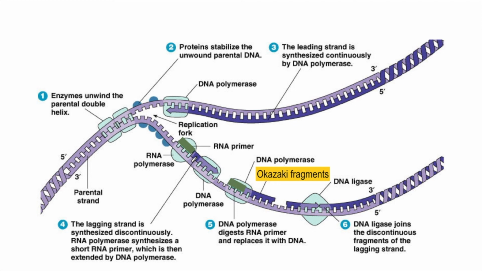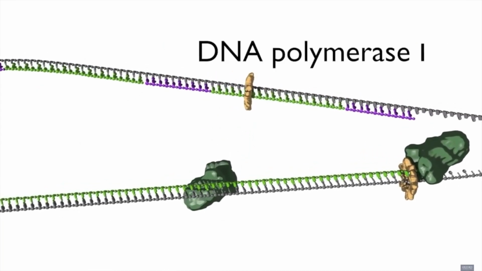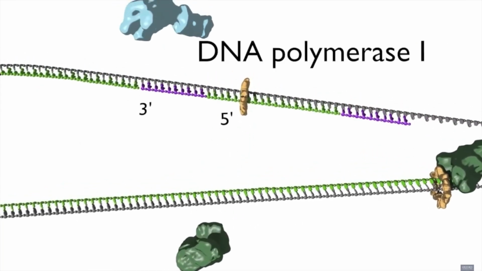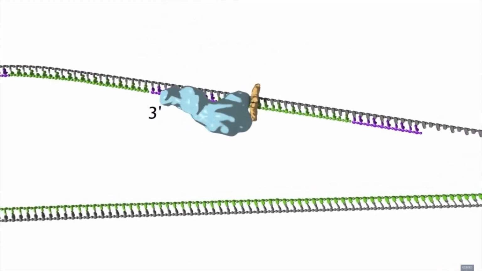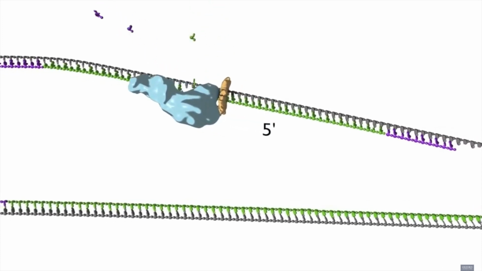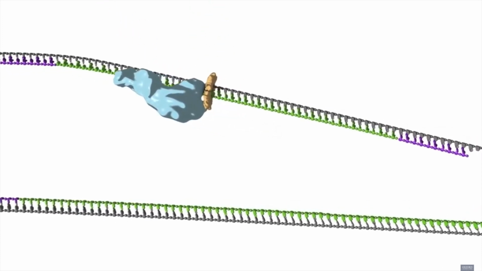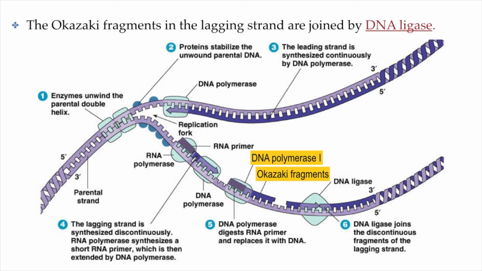So this is where DNA polymerase 1 comes in. It is a different enzyme than DNA polymerase 3. It is obviously similar to that. And DNA polymerase 1 has one very important job. It removes the RNA primers and replaces them with DNA. And then that way, now the Okazaki fragments will be made up entirely of DNA. There will be no more RNA primers.